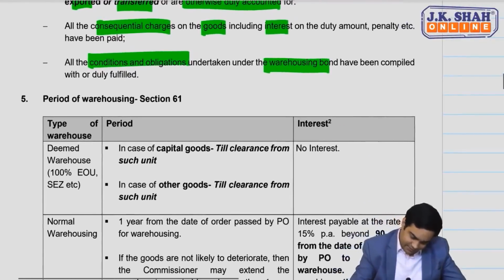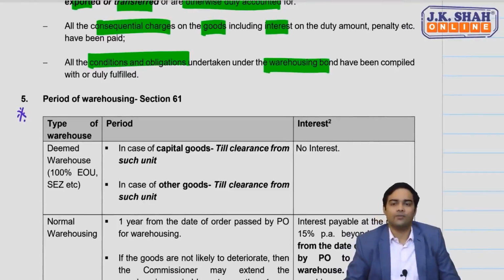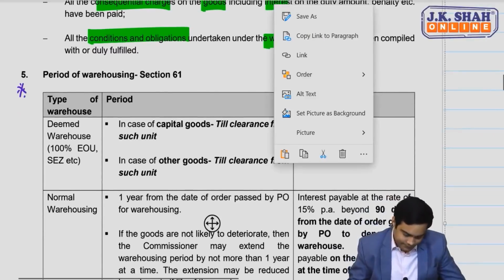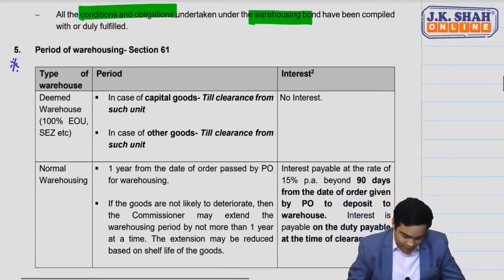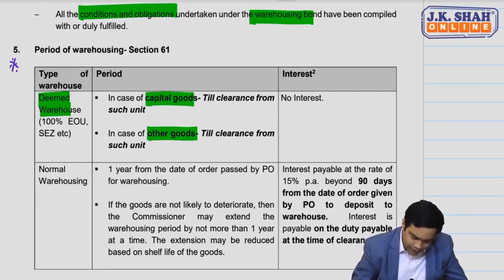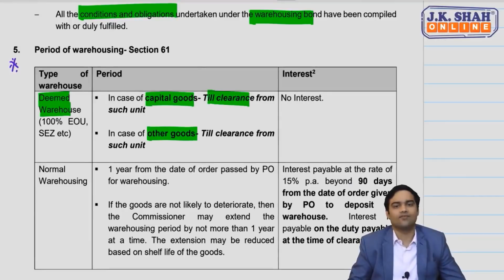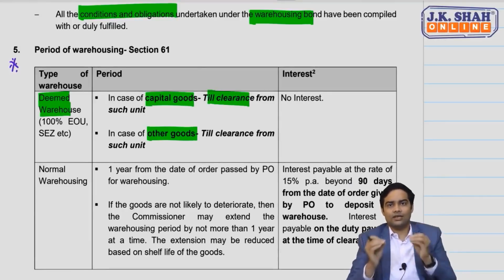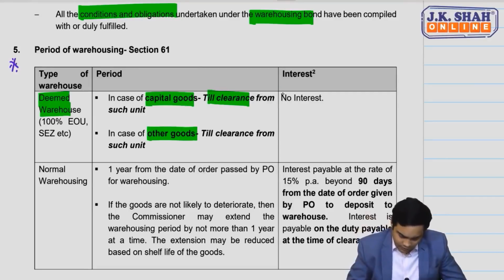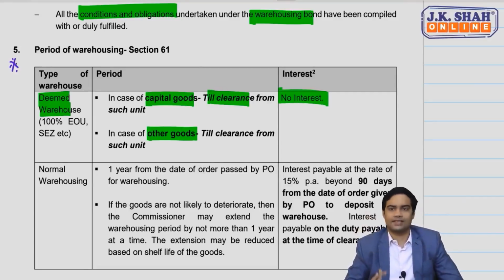Mark it as important. Period of warehousing. Very important, people. Now, when you talk about period of warehousing, you need to be very careful about one thing. When you talk about deemed warehouse, you can store inputs and other goods till clearance from such unit. No problem at all. Till the date you clear from such warehouse, you can store the goods there. Fine. No interest will apply in such cases.